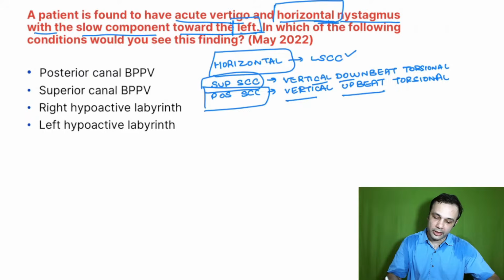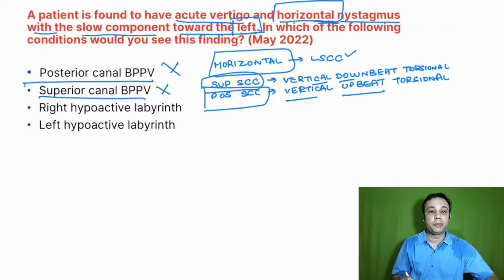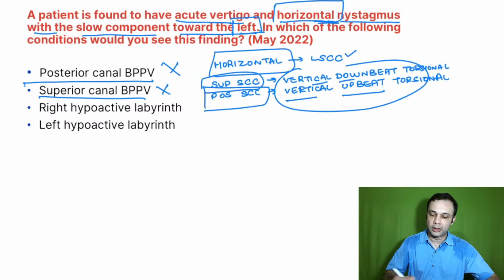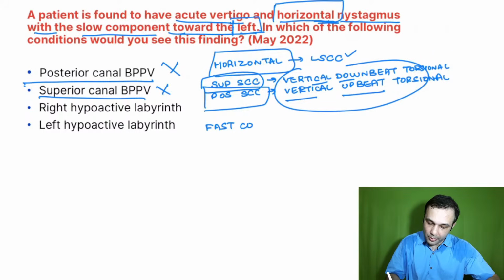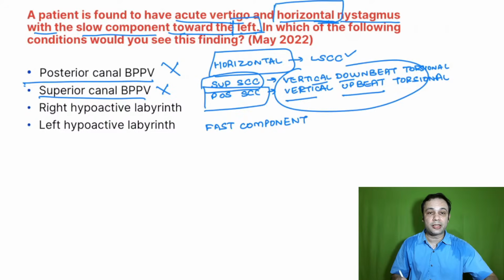So you have a horizontal nystagmus. So this is ruled out. Superior canal BPPV is ruled out. You have a vertical component there. Now the question comes, the slow component is towards the left. So you have the nystagmus is always towards the fast component. So what would be the answer in this case? Which side is hypoactive? Fast component to the right side. Correction.